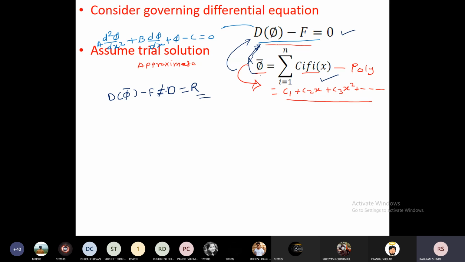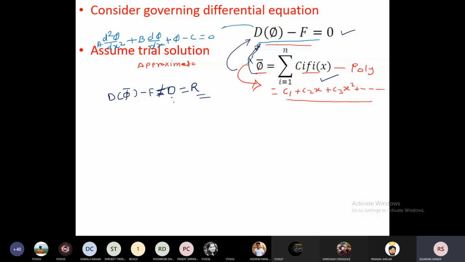Here you will not get equal to 0, and the term which we are getting is known as a residual. Actually, if phi bar is the correct solution, then there should be 0 on the right side. But you will not get 0 because it is an approximate solution. There will be some term on the right side, and that term is an error in the solution. That error is known as a residual.